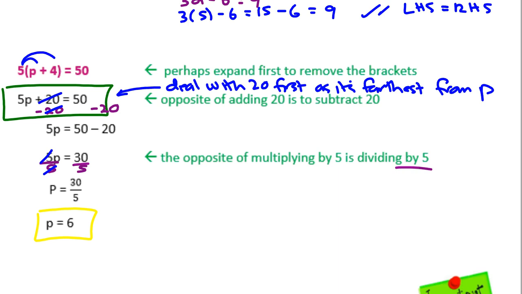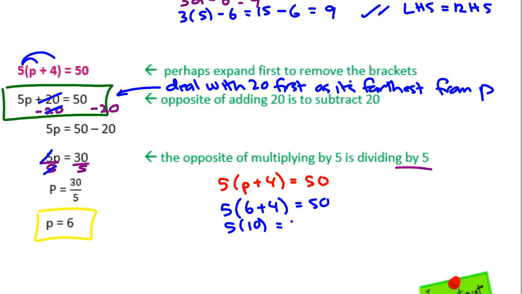Just check our answer again, because the equation was 5 brackets p plus 4 equals 50. Use the original one, just in case you made a mistake in expanding when checking. 6 plus 4 equals 50. Let's see. So 5, 6 plus 4 is 10. So 50 equals 50. You're right, left-hand side equals the right-hand side. So see how important it is to check your work, because then you know you've got the right answer by subbing it in.